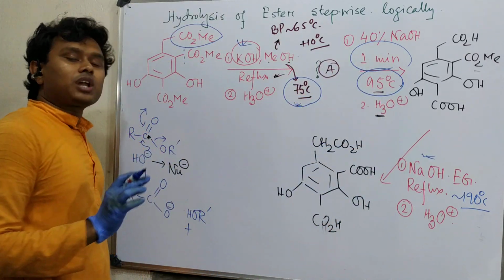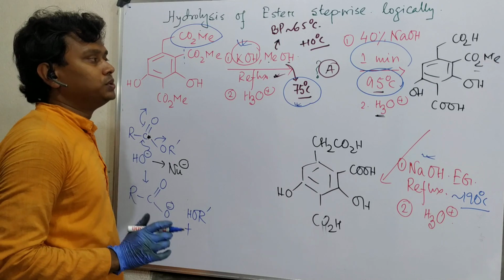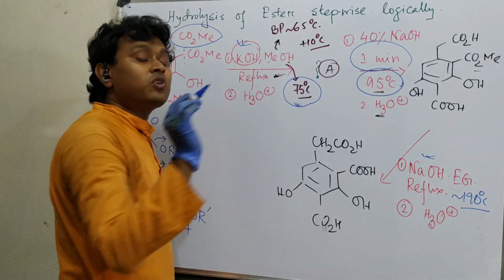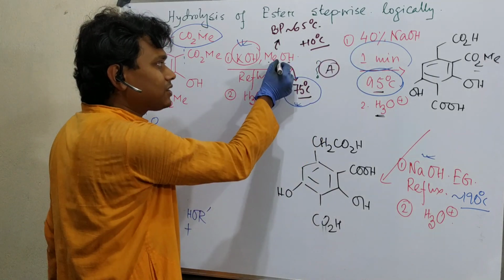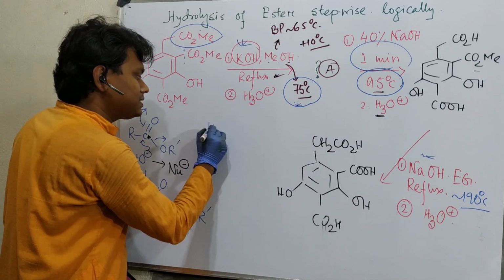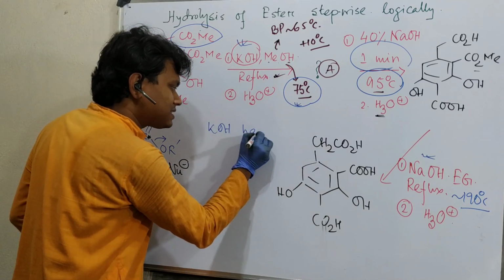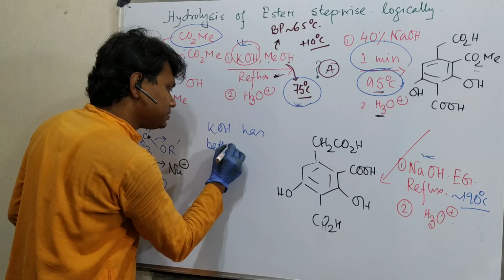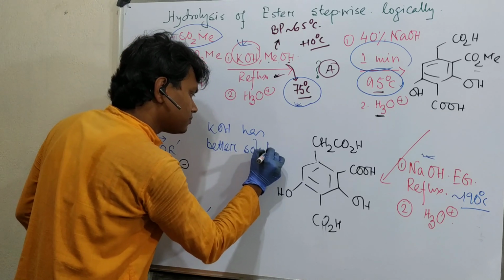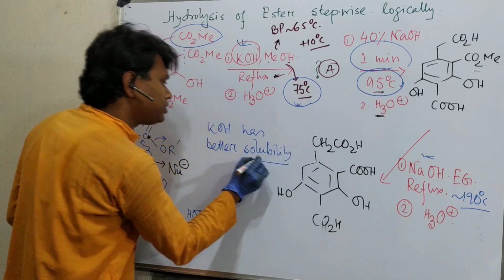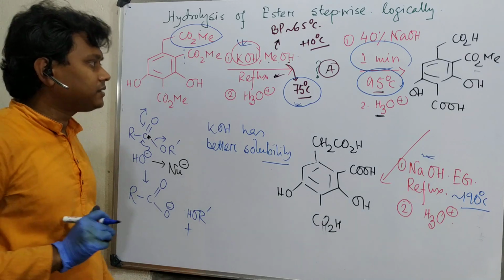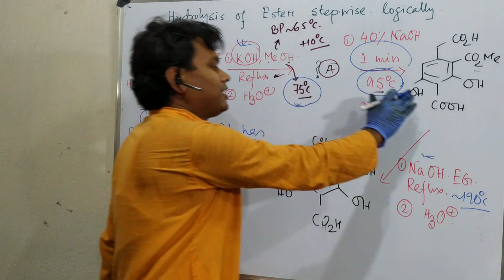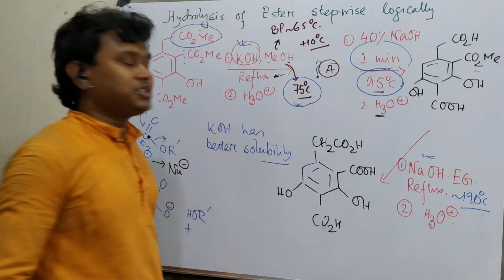See, KOH, potassium hydroxide, is more soluble than sodium hydroxide in organic solvent, and methanol is an organic solvent. So the point is KOH has better solubility, because of the larger size of potassium. Fine. So this we have understood. Now question, why is there a drastic change in condition?